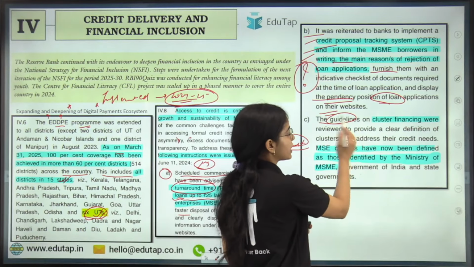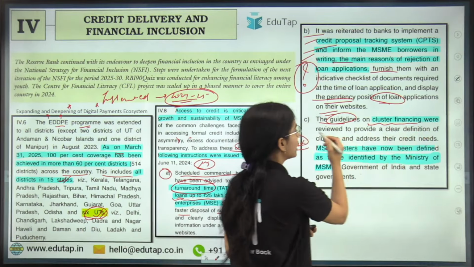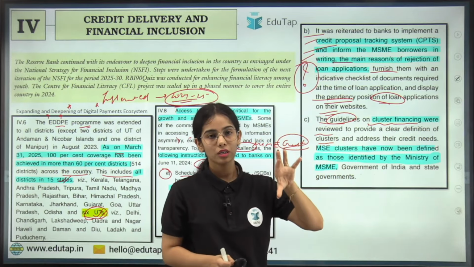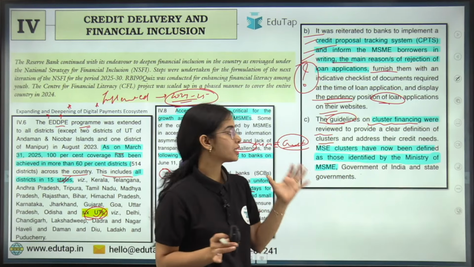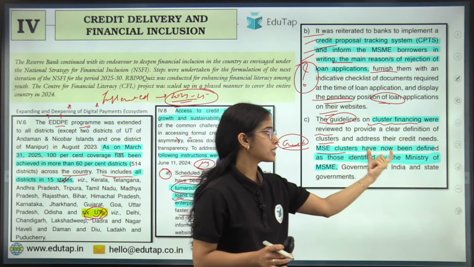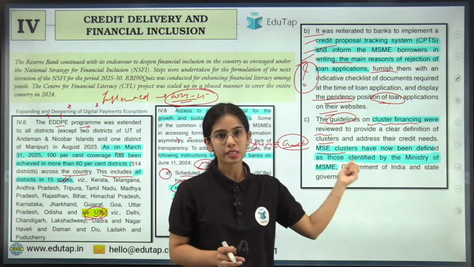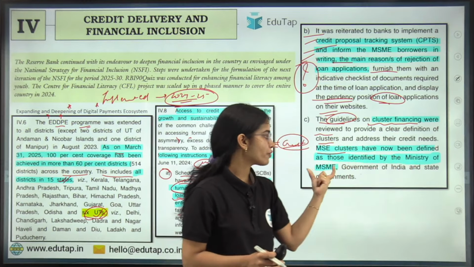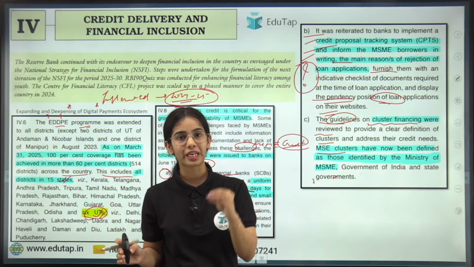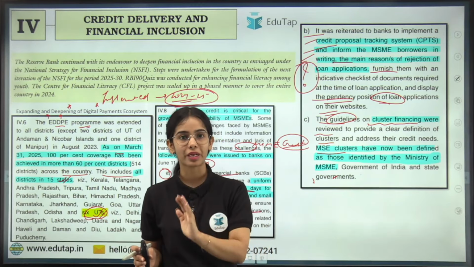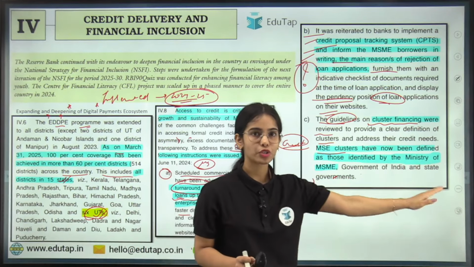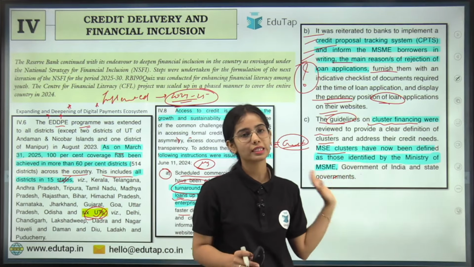Now, guidelines were released by the RBI on cluster financing. These were reviewed to provide a clear definition of clusters. So, as per the Reserve Bank of India, MSME clusters, the micro and small enterprise clusters, have now been defined as those clusters that are identified by the Ministry of MSME, Government of India and state governments.